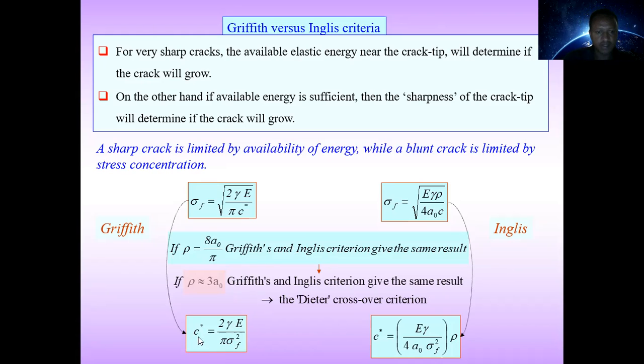So C star, which is the critical crack length, according to Griffith is equal to 2 gamma E over pi sigma F squared. And according to Inglis, it is E gamma rho over 4 A naught sigma F squared, where rho is the crack tip radius.